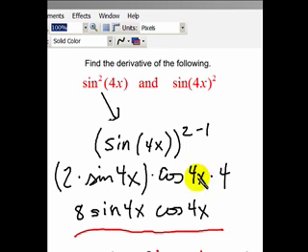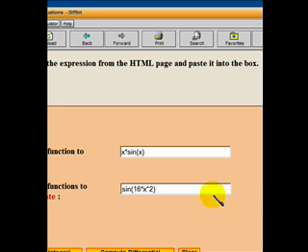Then the derivative of the sine of 4x is a cosine of 4x. And then finally the derivative of 4x, which is 4. So it looks like we get 8 sine of 4x times the cosine of 4x.